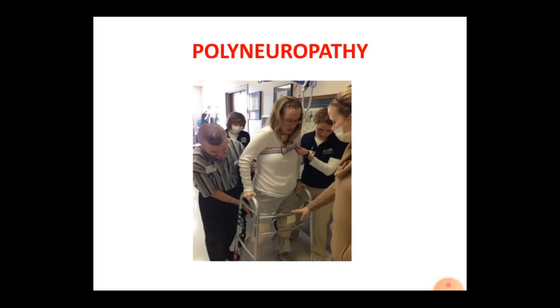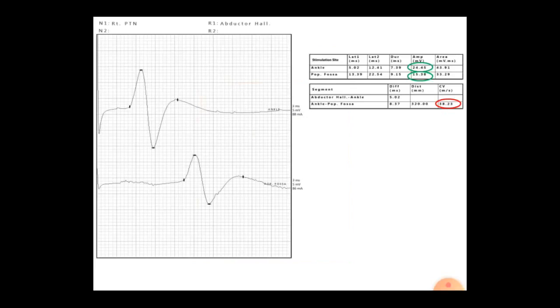So multiple nerves will be affected, like in case of diabetic polyneuropathy, alcoholic polyneuropathy, in case of Guillain-Barré syndrome, all these are examples of polyneuropathy. So here you can see the report of posterior tibial nerve, recorded from abductor hallucis muscle by stimulation at ankle and popliteal fossa. So here the amplitudes are normal, so they are marked with green color, but velocity is reduced, so that is marked with red color.